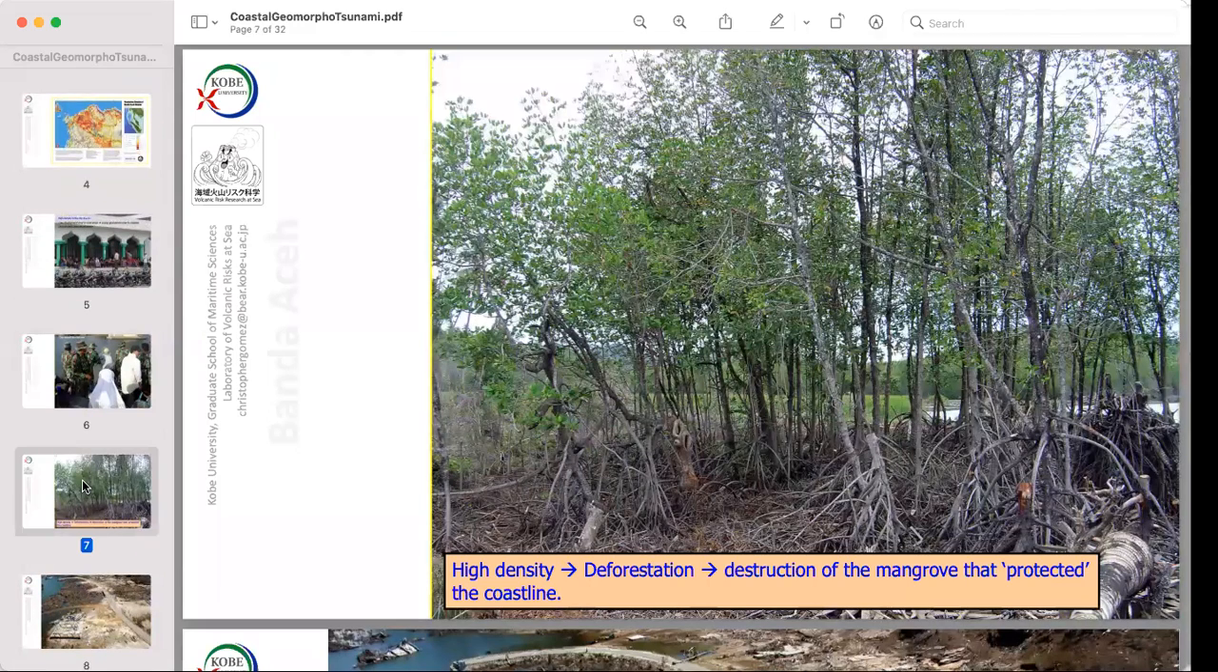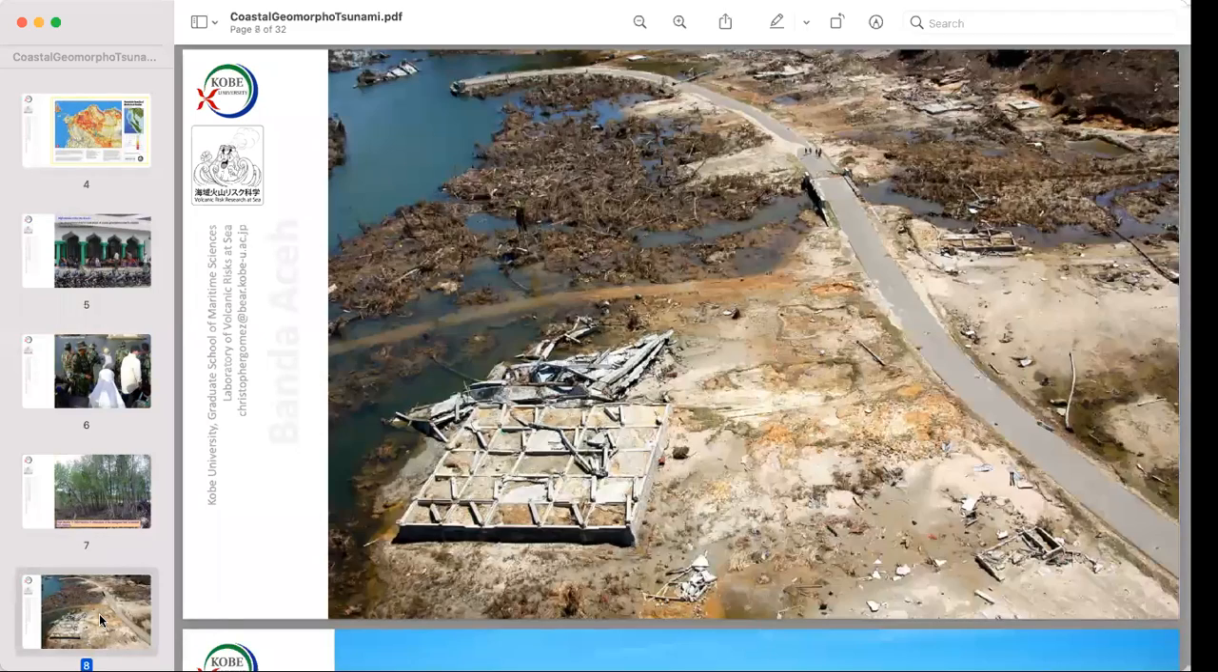Another issue was also the high density of population and then the deforestation. So all the natural barrier, like the mangrove that usually protects against tsunami, all of that was gone and was taken out by the local population. And when you look at it, that's how it resulted.